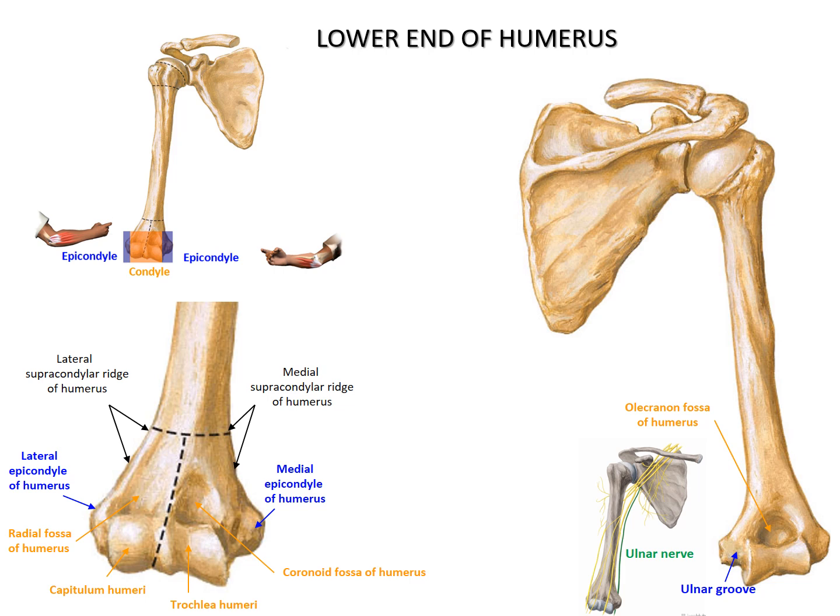The capitulum is a lateral round and convex projection which articulates with the head of the radius. The trochlea is a medial pulley-shaped structure which articulates with the trochlear notch of the ulna. The radial fossa is a small fossa above the capitulum. The coronoid fossa is a small fossa above the trochlea.